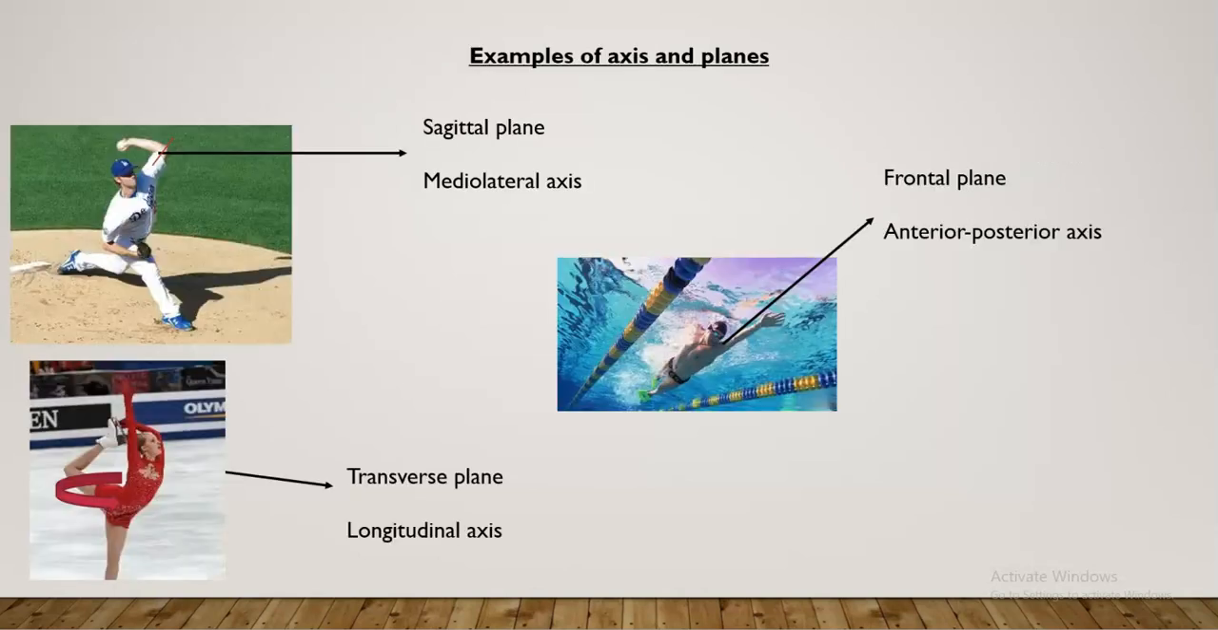Now we know the planes and axes, and which have the tendency to be together. I will show you some examples of when it is used in sports. My first example is of a baseball pitch, specifically the throwing arm within baseball. The elbow joint will perform flexion, which is a movement within the sagittal plane. As we know, the plane splits the body into a left and right side.